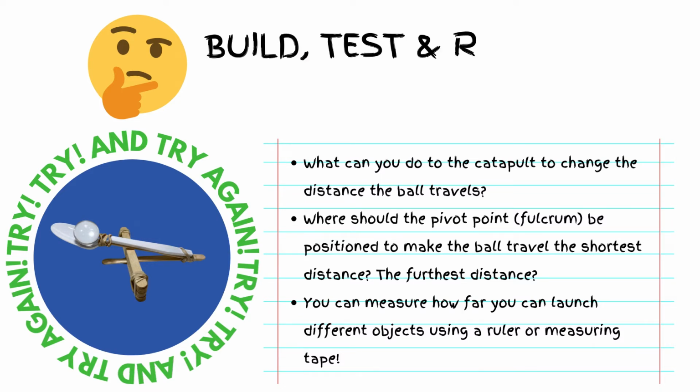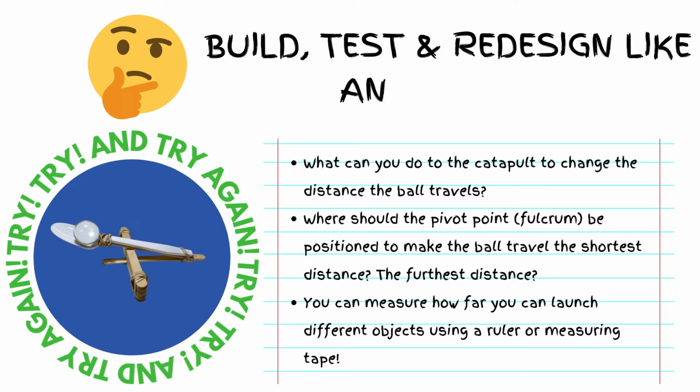Now it's time to build, test and redesign like an engineer. This is where we want to try again. So what can you do to the catapult to change the distance the ball travels? Where should the pivot point be positioned to make the ball travel the shortest distance, the furthest distance? You can measure how far you can launch different objects using a ruler or a measuring tape.